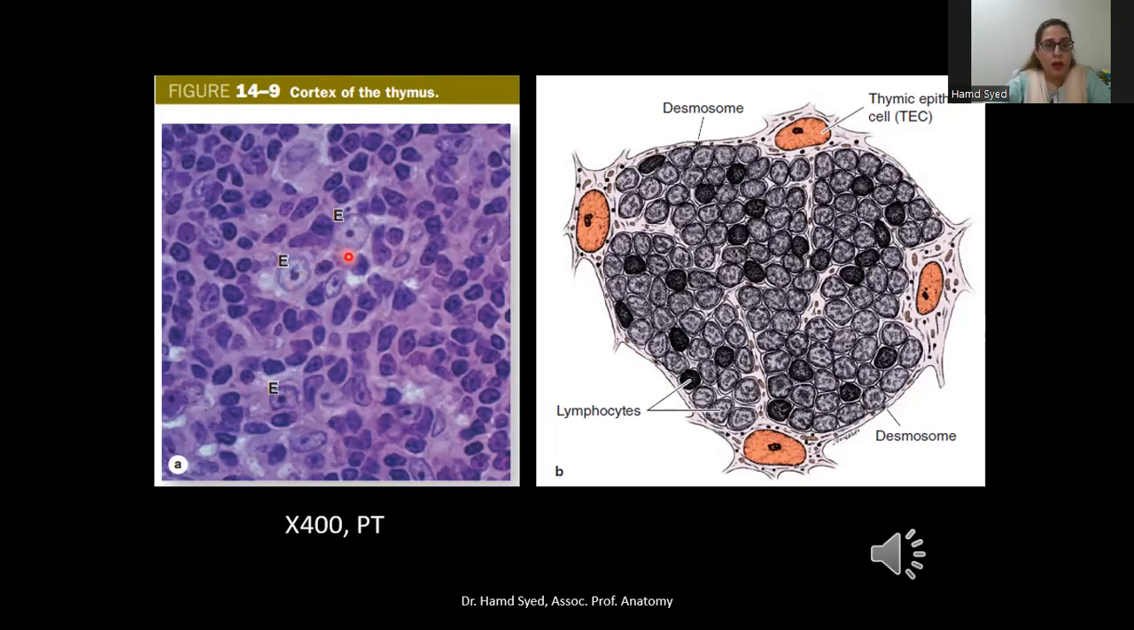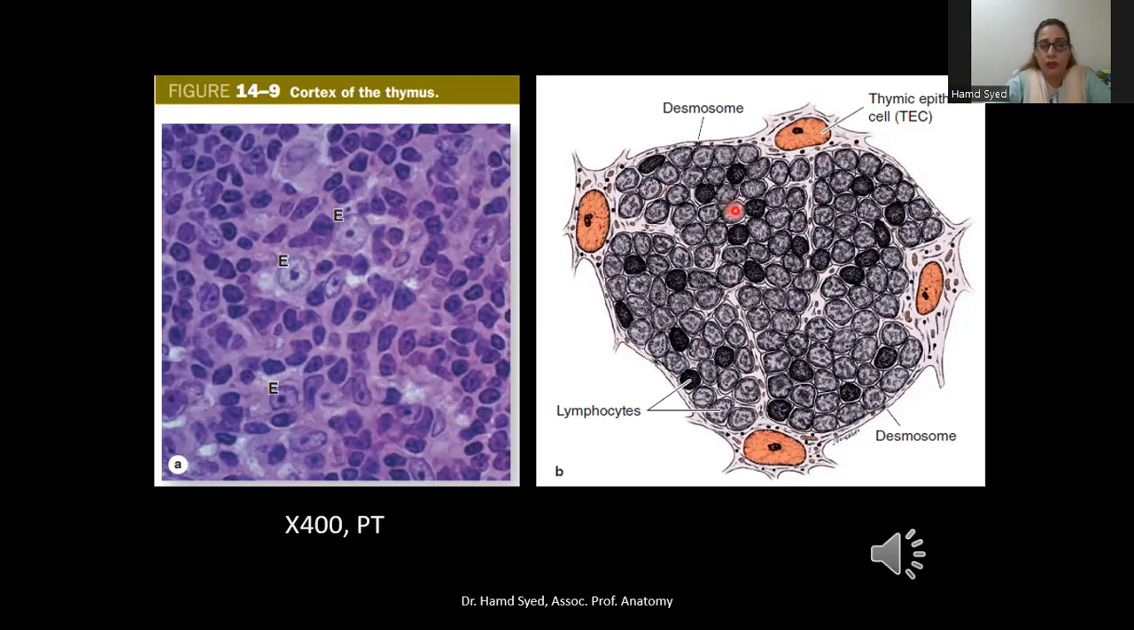Now, these cells are difficult to visualize in the routine H&E stain. So we use special stains, such as in this case, the PT stain has been used to make it easier to visualize these epithelial cells. Because of the large number and density of lymphocytes, these epithelial cells become obscure.